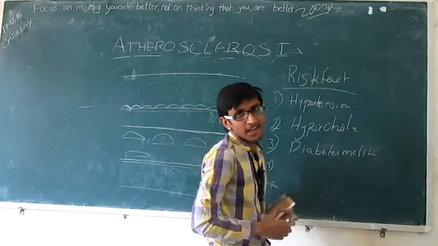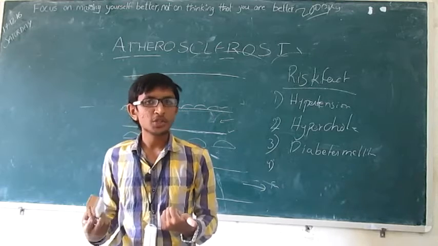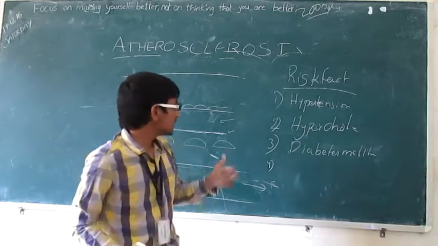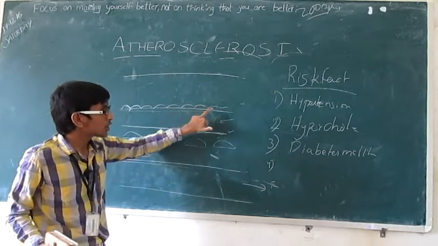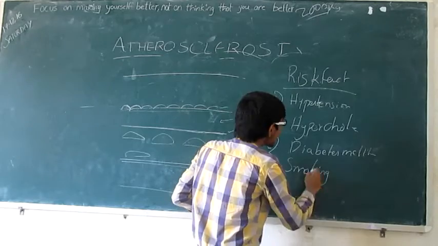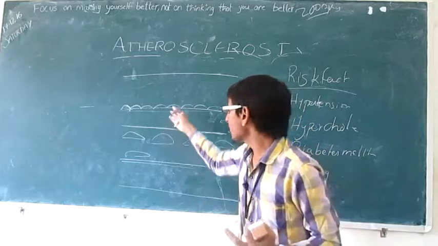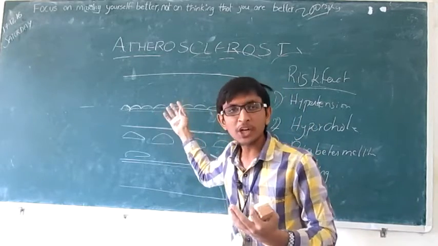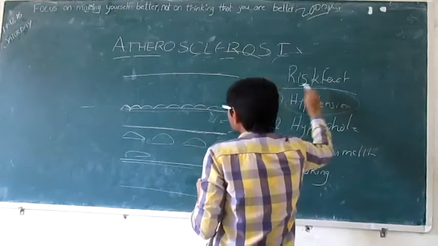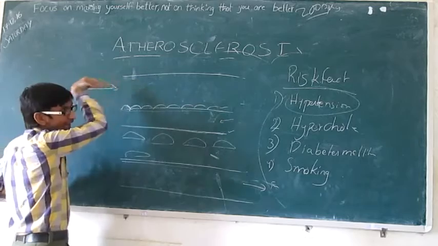Next, if the individual is a smoker, due to the presence of toxins in smoking, these toxins are going to destroy your endothelial cells. So the next risk factor is smoking. These are the four major factors which damage your endothelial cells, which make your endothelial cells allow low density lipoproteins.